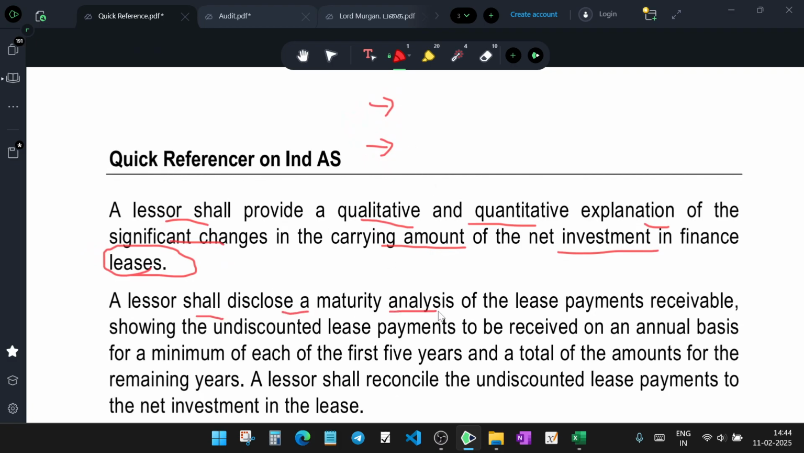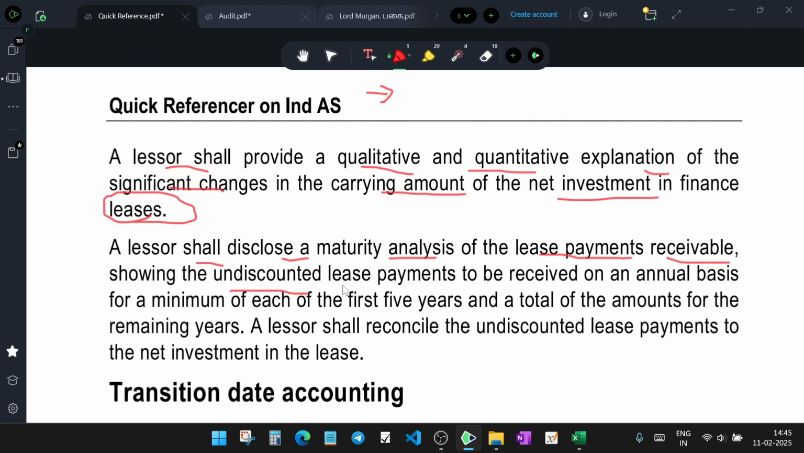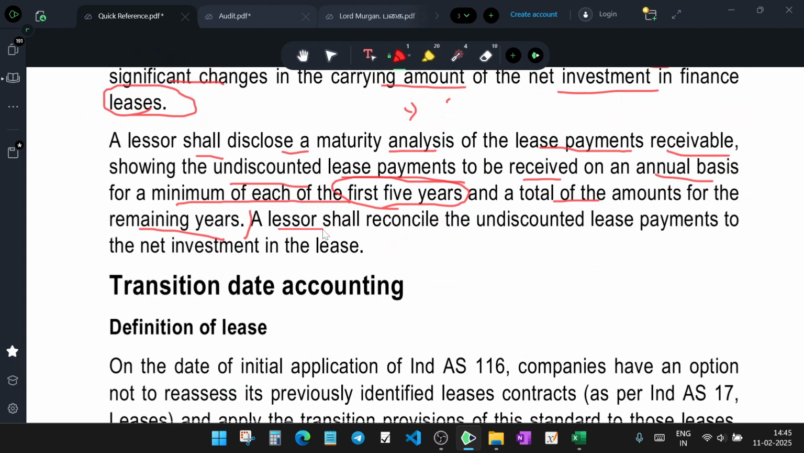Lessor shall disclose a maturity analysis of the lease payments receivable, showing undiscounted lease payments to be received on an annual basis for a minimum of each of the first 5 years, and the total of the amounts for the remaining years. For the first 5 years, what is the maturity basis, how much money we will receive, what will be the undiscounted lease payment, and what will be the discounted lease payment. We will disclose it separately. Lessor shall reconcile the undiscounted lease payments to the net investment in the lease. This undiscounted should be considered as a net investment.